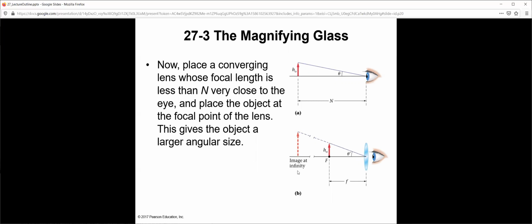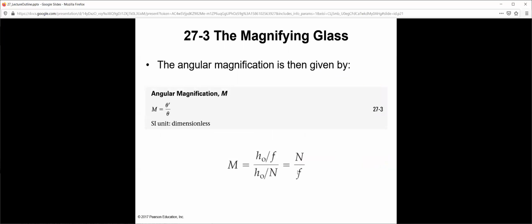So, if we place a converging lens whose focal length is less than n, we get a larger angular size of the object. Therefore, the object appears bigger because you essentially brought it closer to you. The lens creates an image of the object that's closer to your eye than the object itself. And this angular magnification is given by theta prime divided by theta, which is given by a relation of n, the distance, and f, the focal length of the magnifying glass.